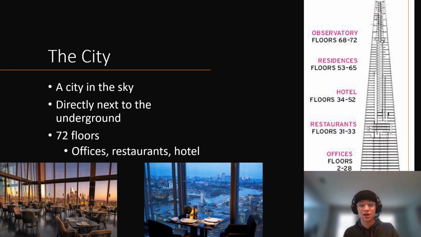Like I said at the very beginning, I exited the underground directly next to the retail area of the Shard. There's public transport right there, and it was built to sustain this, to be a part of this. And so 72 floors, as you can see in the image right here. The first 27, 28 are for offices, and then the next couple are restaurants. Then it goes into hotel, the residence, and then the observatories. So places to just go up and see the expanse of the city, offering spectacular views. Everything that I've seen, it is just gorgeous.